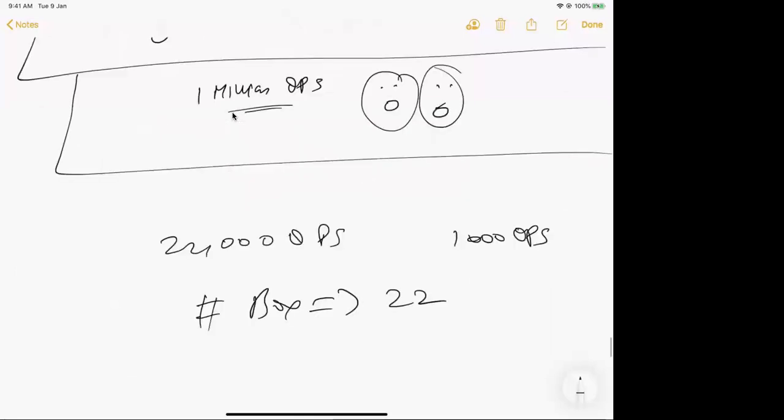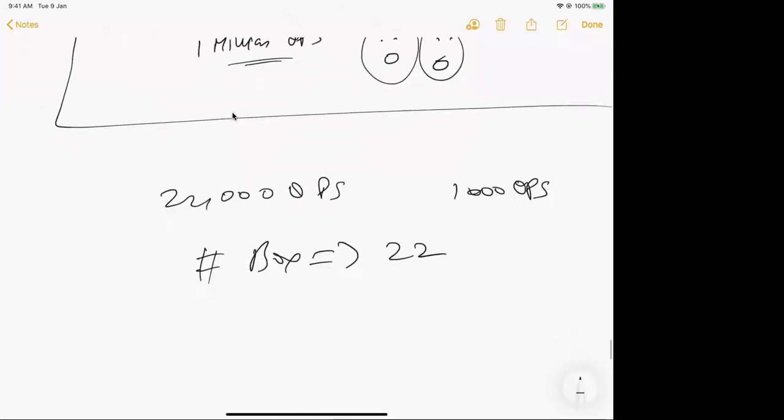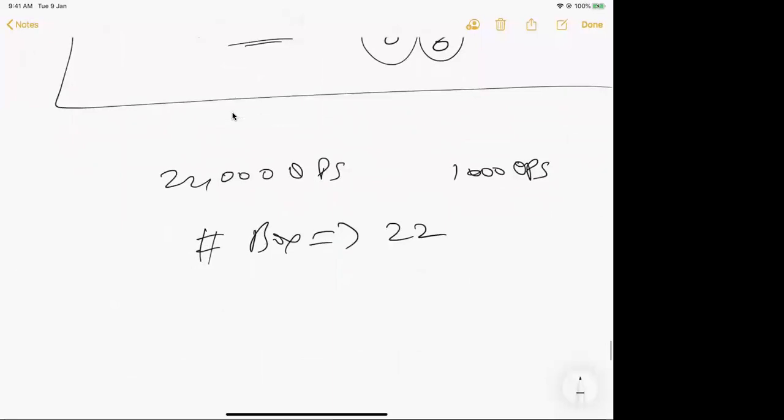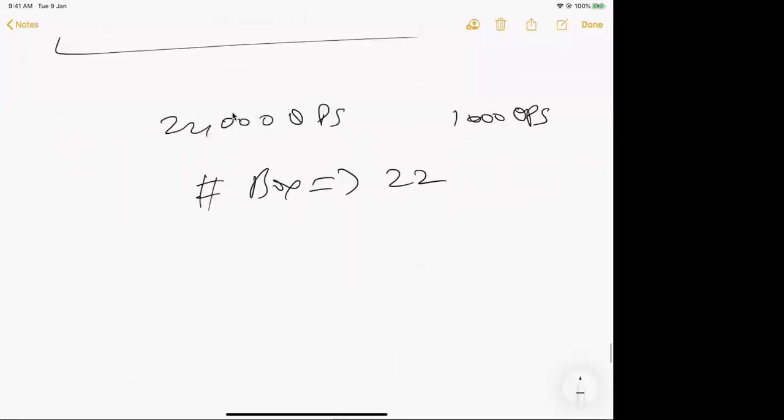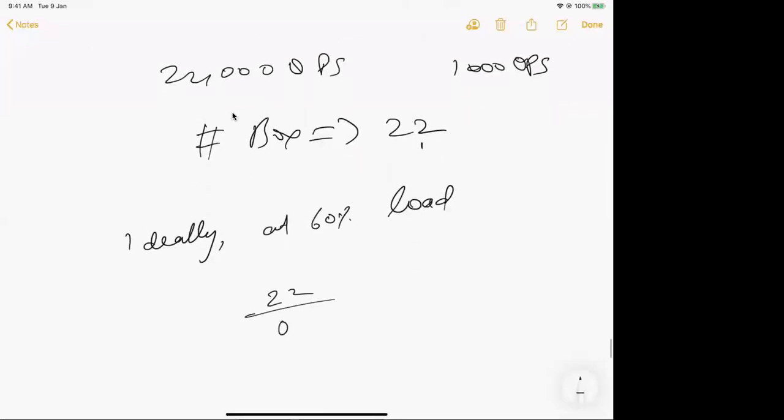No doubt. Now, just one more thing to take care of is, ideally, running your systems at 60% load. So whatever boxes you computed, you should ideally divide that by 0.6. Does that make sense to you guys? Folks, does it make sense?